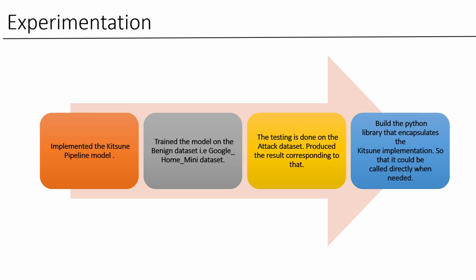Now, in order to perform the attack on the Kitsune NIDS, we need to make sure that Kitsune is working properly. For this, we performed the following tasks to set up a Kitsune NIDS. We implemented the Kitsune pipeline model. This makes tracking of different steps of Kitsune easier. We trained the model on the benign dataset, that is the Google Home Mini dataset. The testing is done on the attack datasets, that is the port scan datasets, and the results were produced corresponding to that. We built a Python library that encapsulated the Kitsune implementation so that it could be called directly when needed.